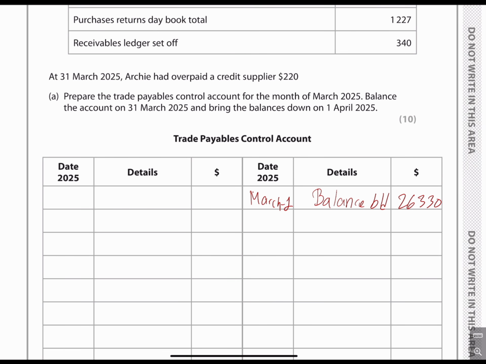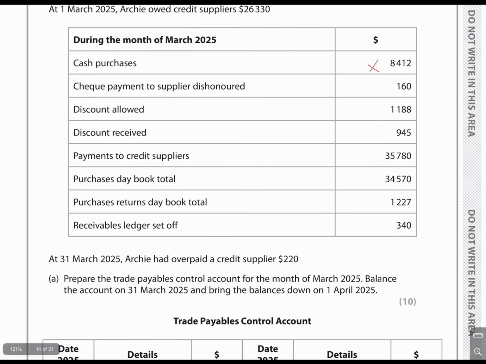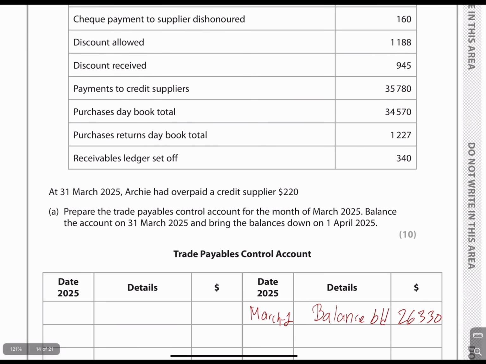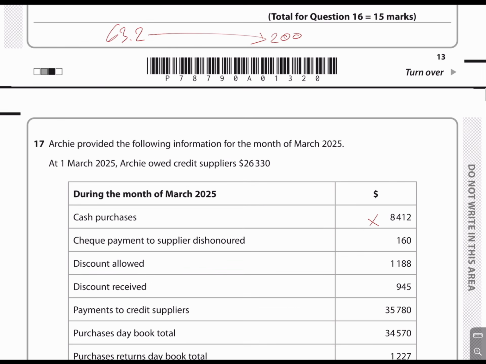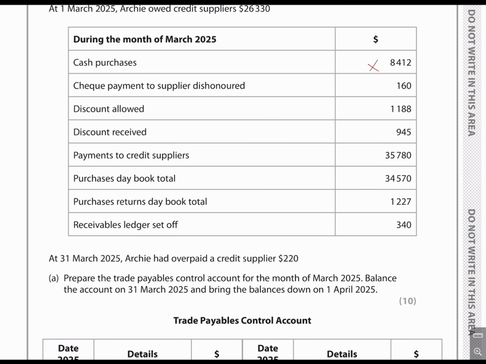And then we have cash purchases. There will be some items which would be irrelevant. Now why would this be irrelevant? Because in the trade payables control account we only put the items that increase or decrease our payables. Now if you are buying something on cash, it doesn't affect your payables. It neither increases nor decreases your payables. So these are irrelevant information. We never enter cash purchases in control accounts.